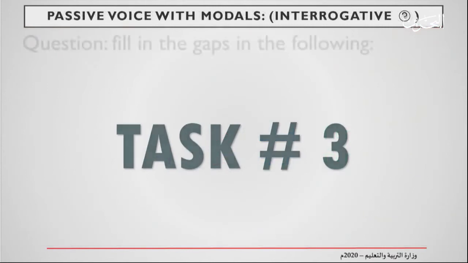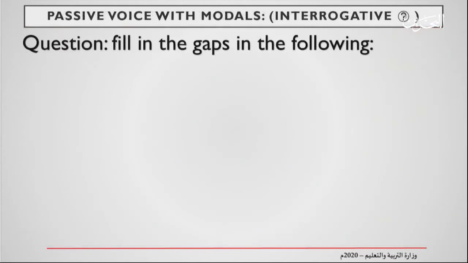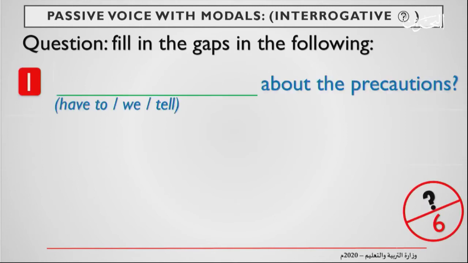Let's have a quick task. Fill in the gaps in the following, and you have a mark of 6. Number 1, you have a gap about the precautions. You have to use a modal plus subject and the verb tell. You have 5 seconds.